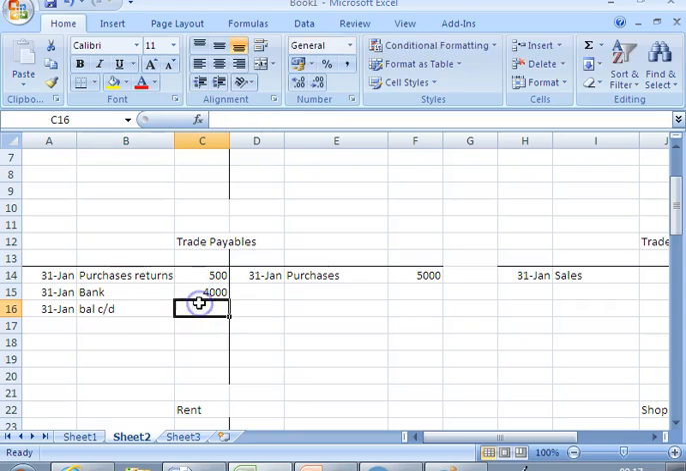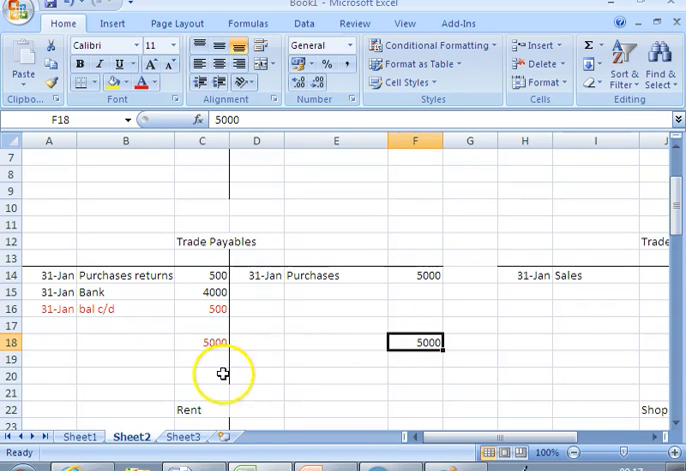And that difference is 500. That's what the difference is right now, the difference between this and this. And then what we now do is we add both sides up. You get 5,000, and you get 5,000 here.